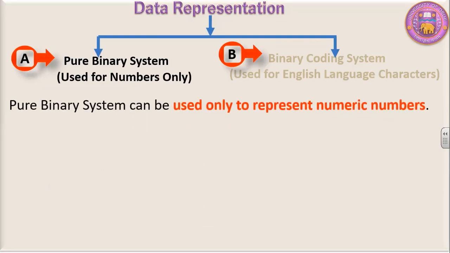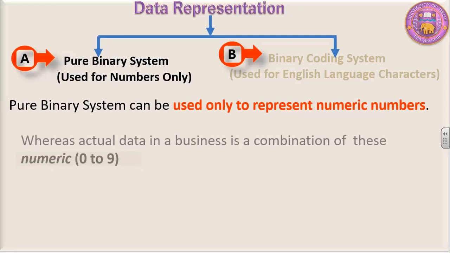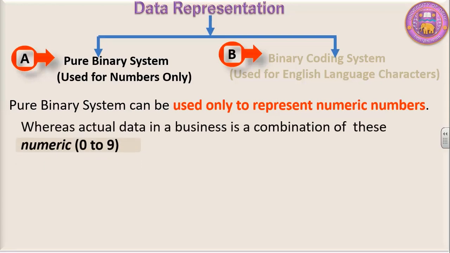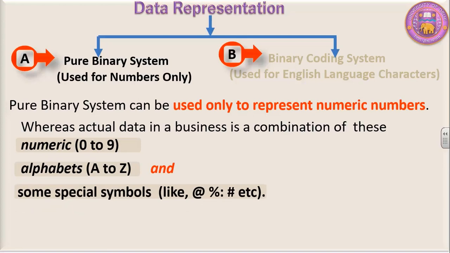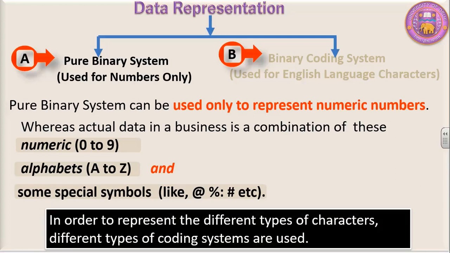Pure binary system can be used only to represent numeric numbers, whereas actual data in a business is a combination of these, like numeric 0 to 9, alphabet A to Z, and some special symbols like @, percentage, colon, hash, etc. In order to represent the different types of characters, different types of coding systems are used. If we only need to represent numeric numbers, then we shall be using pure binary system. But if we need to represent numerics, alphabets and special symbols, then in that case, we shall be using binary coding system.